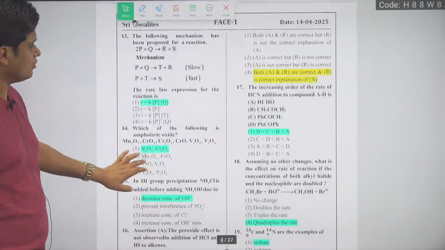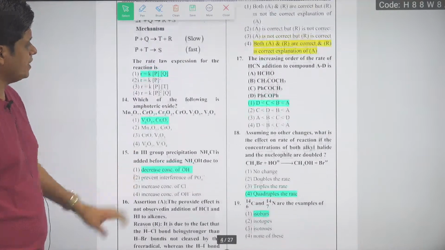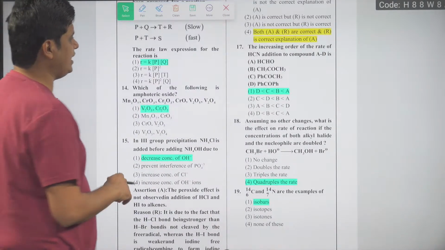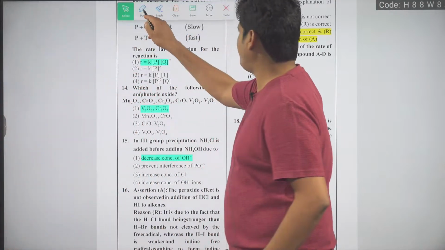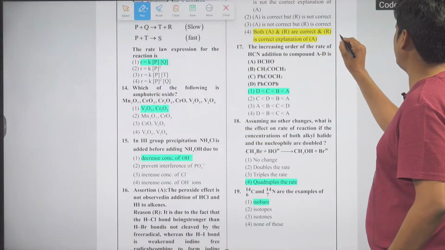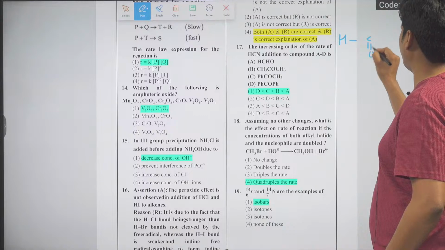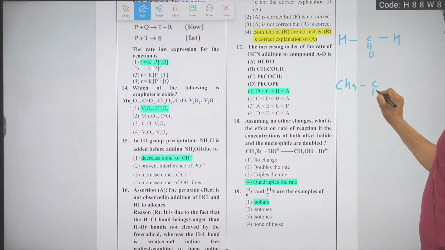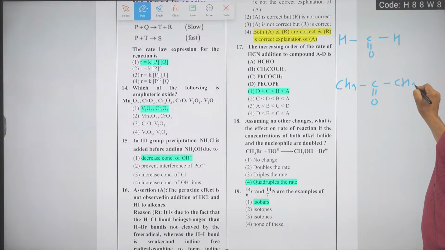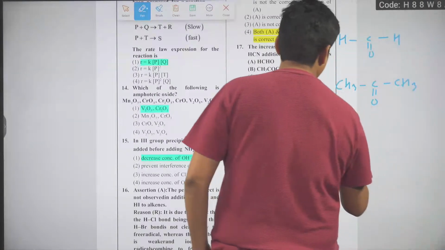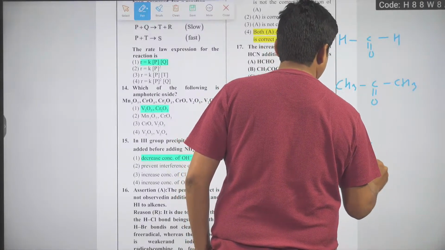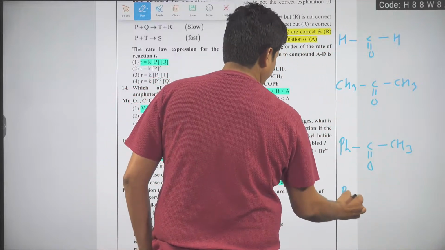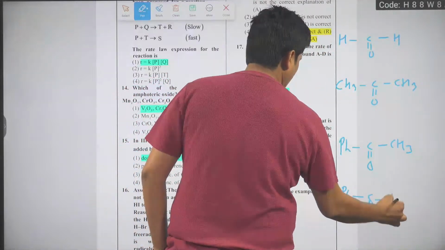Next question. Question number 17. Increasing order of rate of HCN addition to the compounds A to D. What is given here? First compound is given formaldehyde. Second compound is given acetone, CH3 C double bond O CH3, acetone. Third compound is acetophenone, Ph CO CH3. And fourth compound is benzophenone, Ph C double bond O Ph.